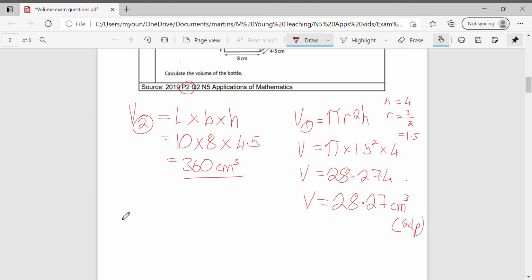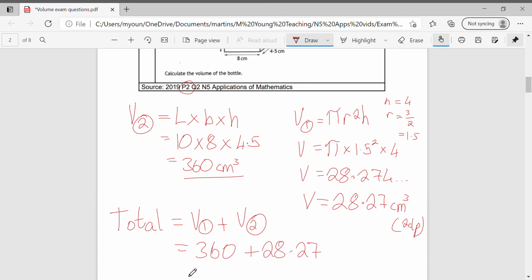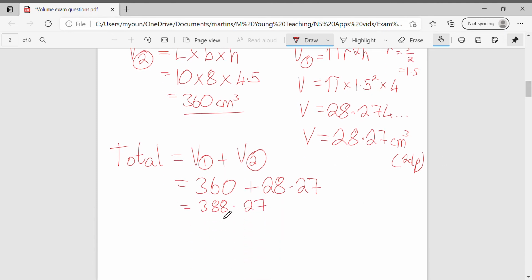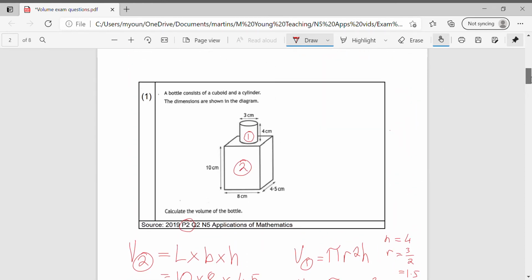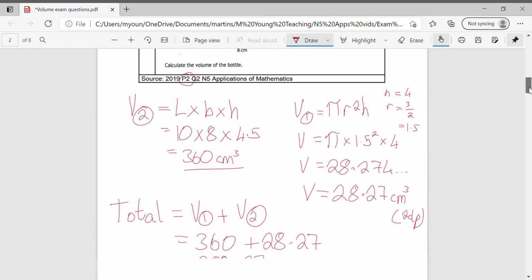Okay, so to get the total volume, all I'm going to do is add the two of them together. So volume 1 plus volume 2, so 360 plus 28.27, and that's just going to be 388.27. Could have done that in your head. Just make sure, for a question like this, you go back and you make sure you use the correct formula. You're told in the question that it's a cylinder, go and look for the formula for a cylinder. Make sure you're getting that correct.